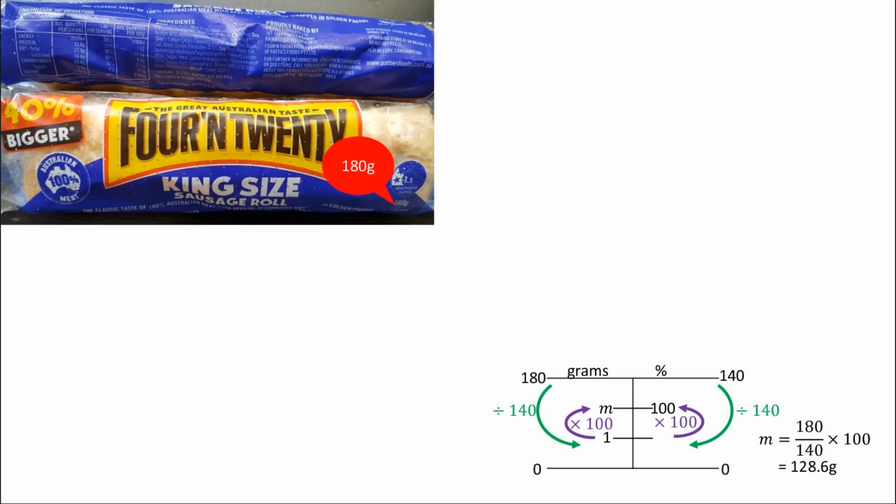So I've got my zeros. I know that 180 grams is 140% because it's 40% bigger than what it was originally. And what I want to know is the mass. How many grams was it at the beginning at 100%? So I say, okay, do I start on the left or on the right? Yes, the one is on the opposite side.